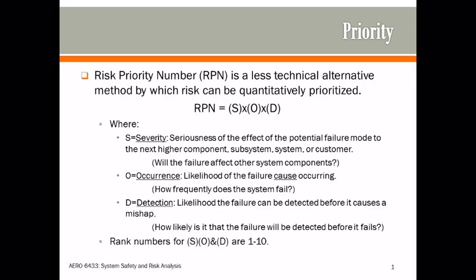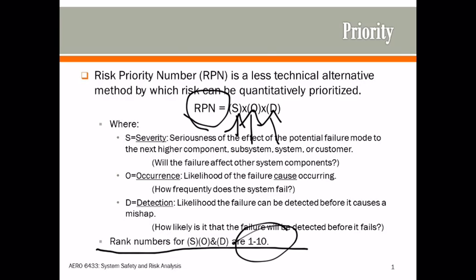So in the last video, I introduced the theory of quantitative criticality with you. We talked about quantitative criticality. Now we're going to talk about an alternative method of calculating criticality, still quantitative, but a little bit less technical alternative, by using what we call the risk priority number. The risk priority number is the product of the severity times the occurrence times the detection. And we have different rankings for severity, occurrence, and detection. The rankings are numbers between 1 and 10. We're going to talk a little bit more in depth about that in just a little bit.